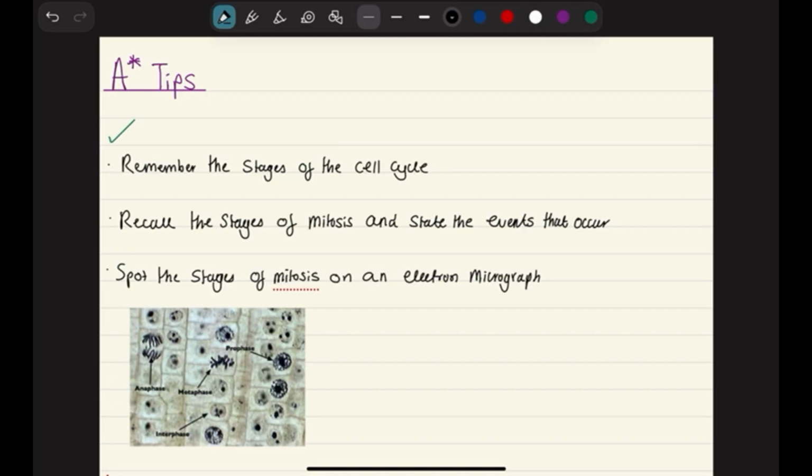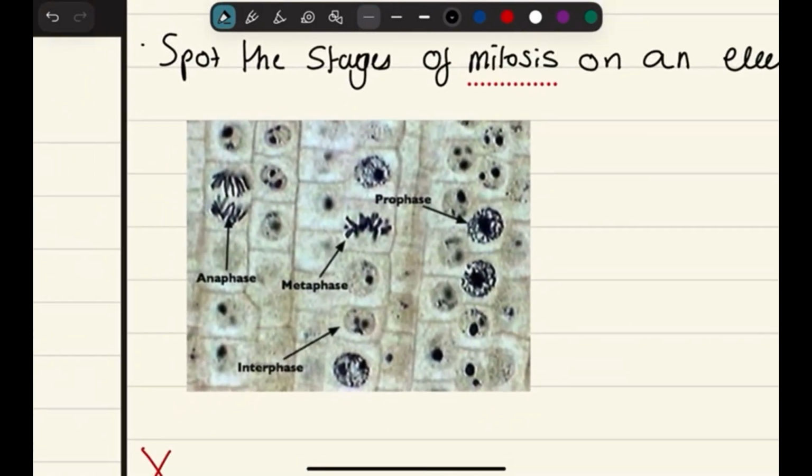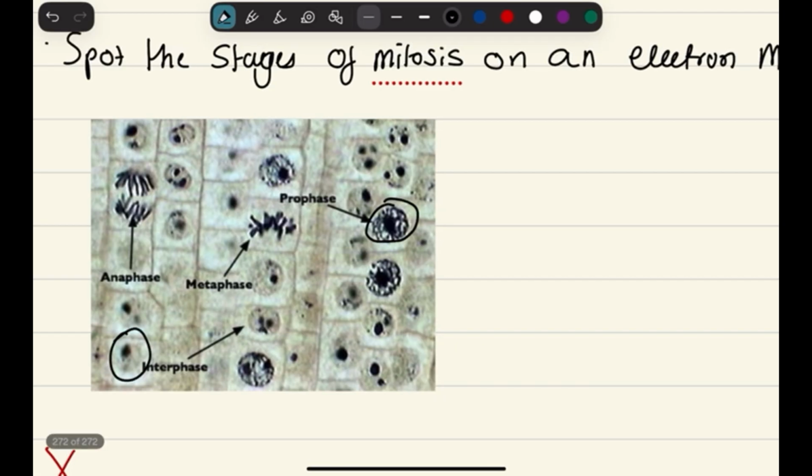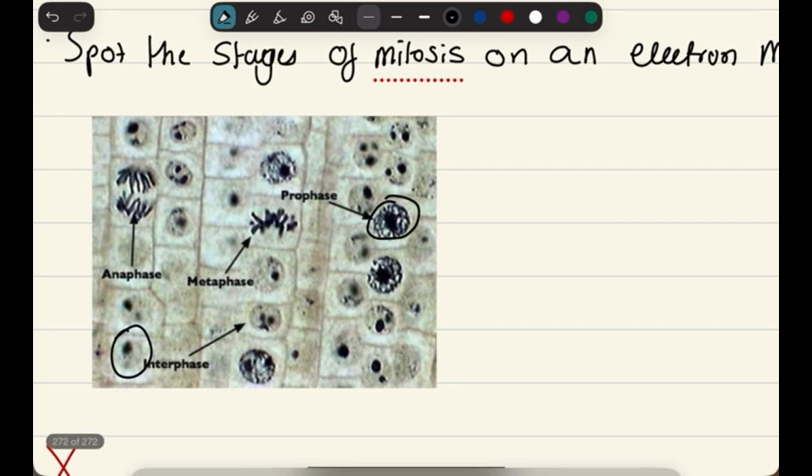Cool. Stages of mitosis on an electron micrograph. We didn't cover this during the actual lesson, but it's really, really important. So you can see here, if we start with prophase, you can clearly see the chromosomes. So in a normal cell, like this one here, you can't see the chromosomes. Here you can. Now, metaphase, you can see they're lined up along the equator. So again, we're just going to highlight, you can see they're lined up along the equator there. In anaphase, you can see here that they're splitting off.